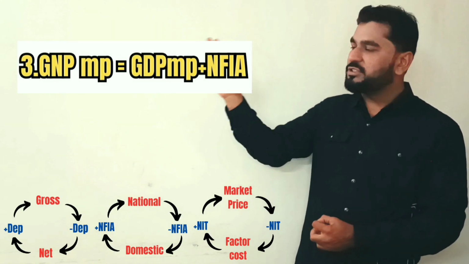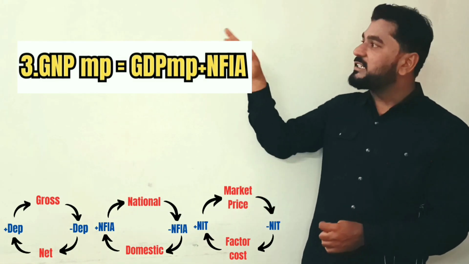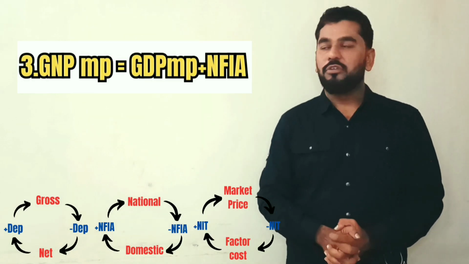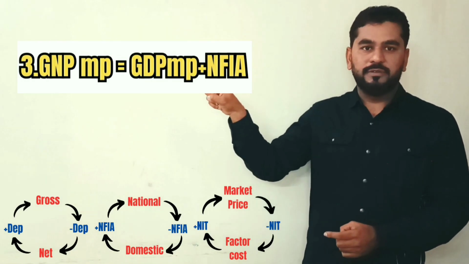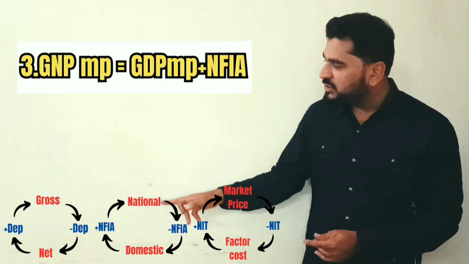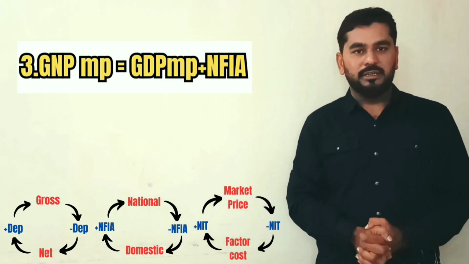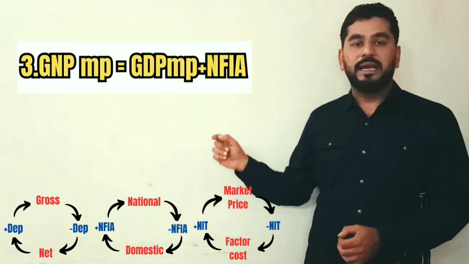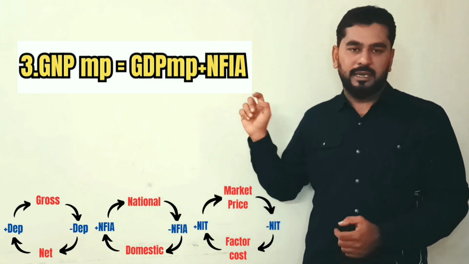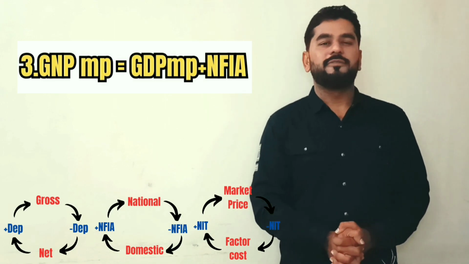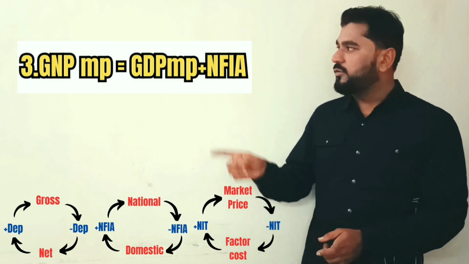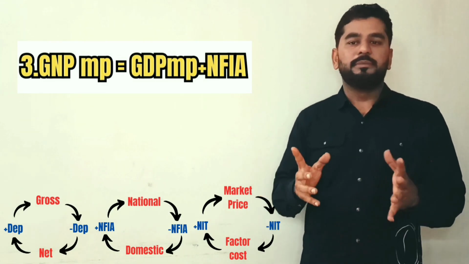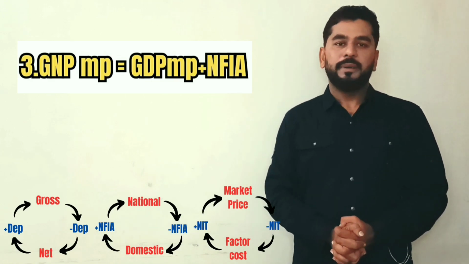Now compare G to G, no change. Domestic to national. I have to go from domestic to national. Fine. So in order to move from domestic to national, see the technical parameter, I need to add NFIA. That is plus net factor income from abroad. If you plus net factor income from abroad, it becomes the formula to find GNPMP.